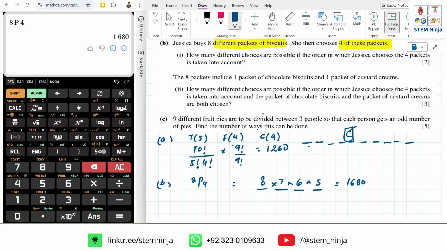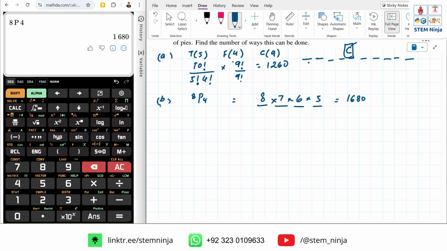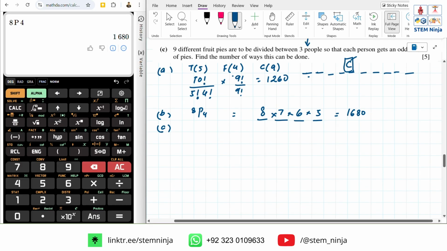Nine different fruit pies are to be divided between 3 people so that each person gets an odd number of pies. Find the number of ways this can be done. So basically we need a list of possibilities that we can get. Okay, so let's make a list of possibilities.